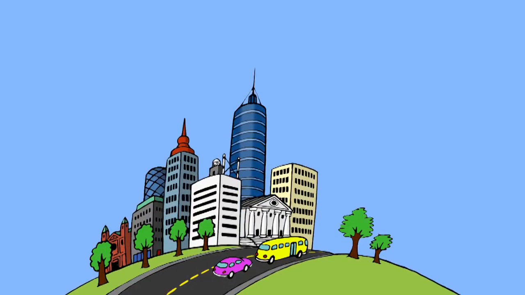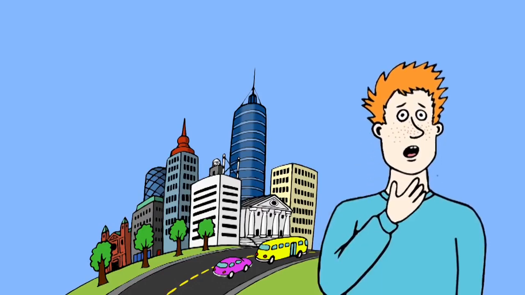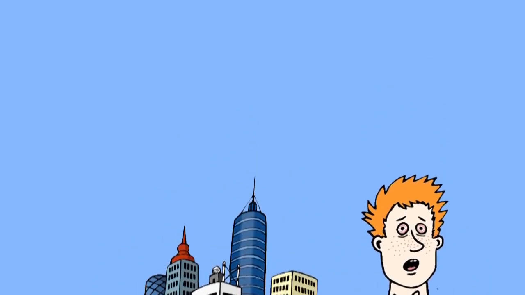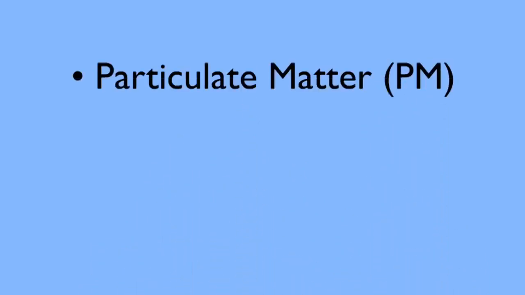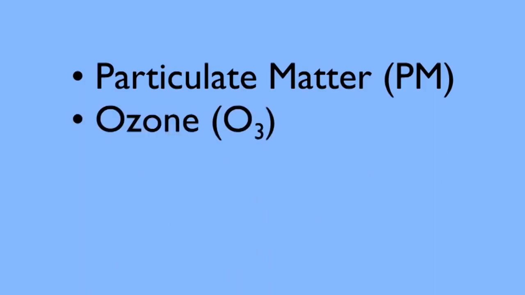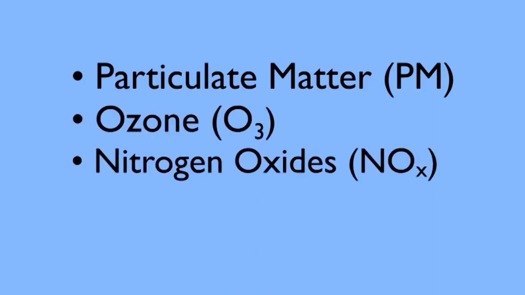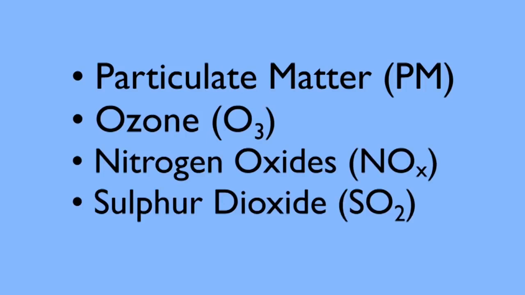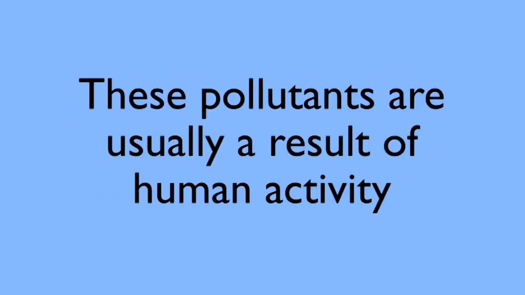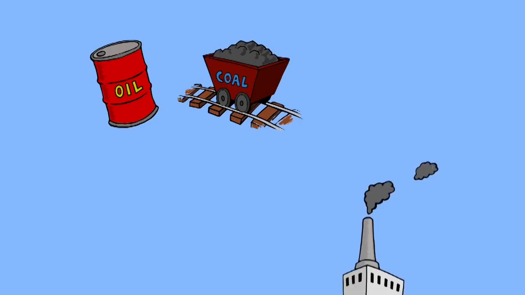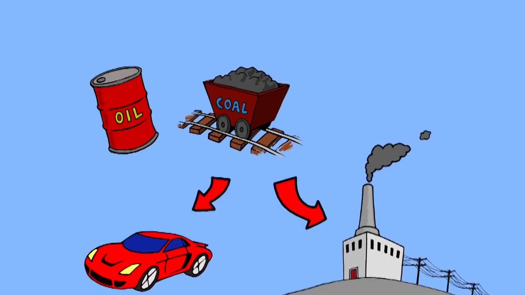If you live in the city, you may already be aware of the effects of air pollution on your health. You may already have had some breathing discomfort or painful eyes. The ones that we'll be focusing on in this video are particulate matter, called PMs, ozone, O3, nitrogen oxides, and sulfur dioxide. More often than not, these pollutants exist as a direct result of human activity. One such human activity is the burning of fossil fuels in power stations or cars.